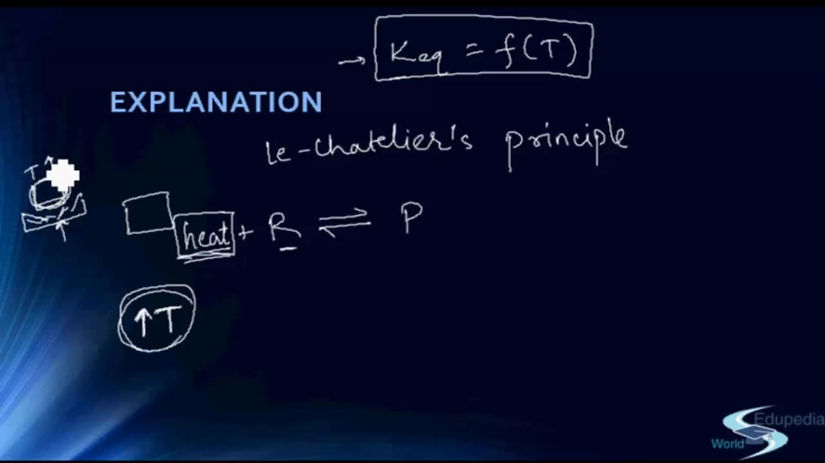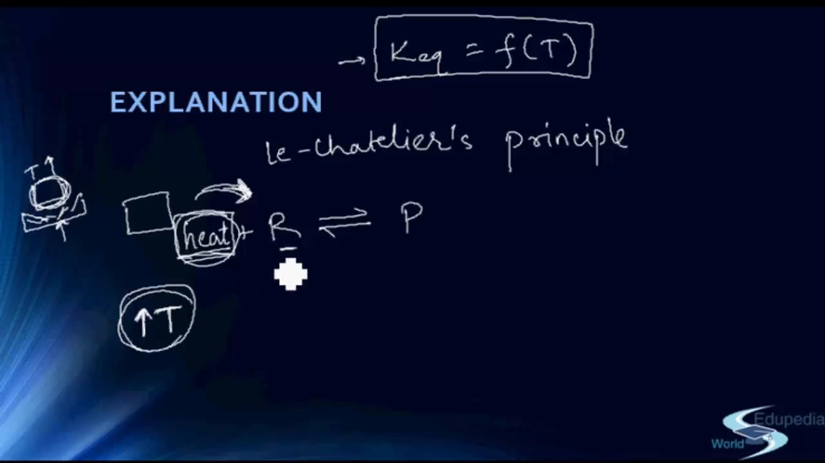Hence, if the system wants to decrease the temperature, it will move in a direction where heat is not being released. So an increase in temperature shifts the reaction in the forward direction, because in the forward direction the system has the capability of absorbing the excess heat present and hence reducing the temperature of the whole system.